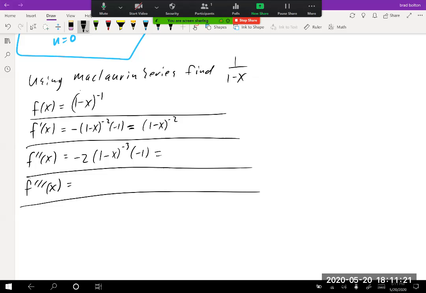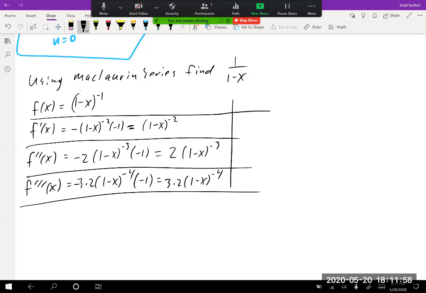So this will actually become 2 times 1 minus x to the negative 3. Does that seem right? Yeah. And then let's do another one. This will be a negative 3 times 2 times 1 minus x to the negative 4 times negative 1, but that'll be 3 times 2 times 1 minus x to the negative 4. Okay, so those are our derivatives. And then we can evaluate it at x equals 0.